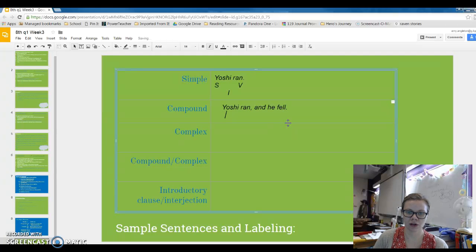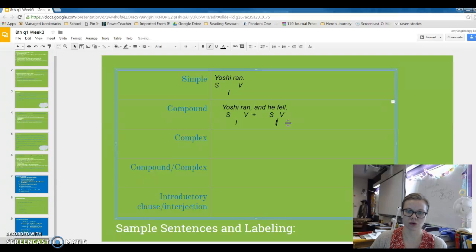We have subject, verb, conjunction, subject, verb, independent clause, independent clause. So when you label sentences on Google Docs, you will label very similar to what I'm just doing. You put the S under the subject, V under the verb, and the I in between the two to represent the clause, and the I to represent the clause.